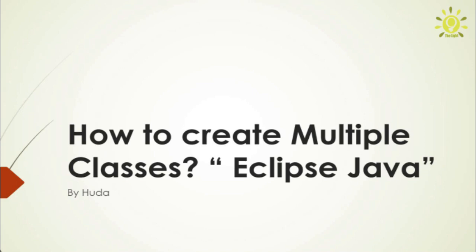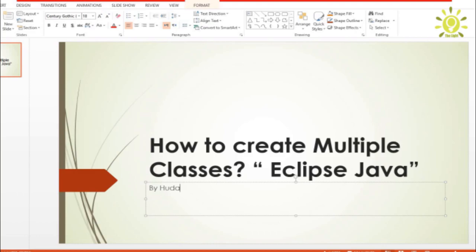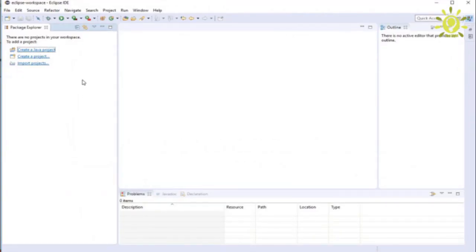So guys, you just need to follow me and watch this tutorial with full concentration. To understand the working of creating multiple classes and accessing them in the main function or main class, let's take an example. First open Eclipse. In this program I will find the area of a rectangle using two classes.